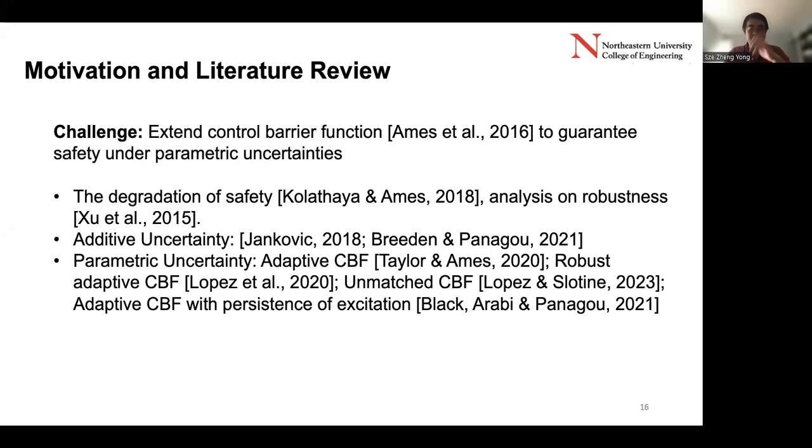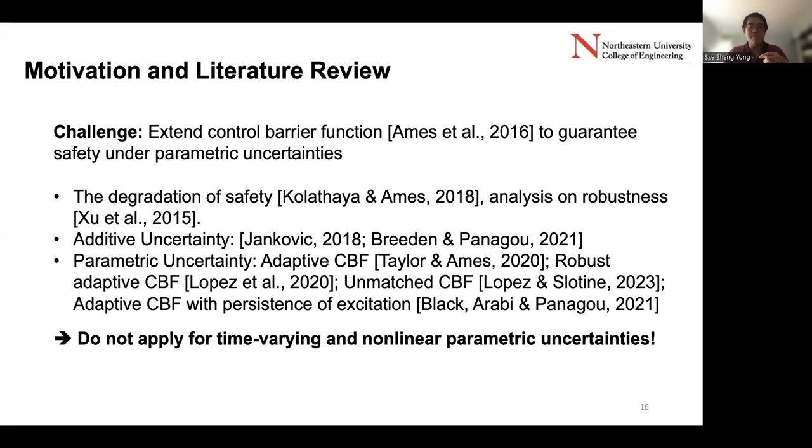So the challenge with control barrier functions is that parametric uncertainties have been considered only for some very special classes of uncertainty. And some of them require additional constraints, so some of them can be pretty conservative, meaning that sometimes you can find a controller that can keep the system safe, but the proposed methods cannot find it, or they might not even guarantee it. What is more important is that they generally don't apply when the parametric uncertainties are nonlinear or time varying, and that's exactly what we are considering here.